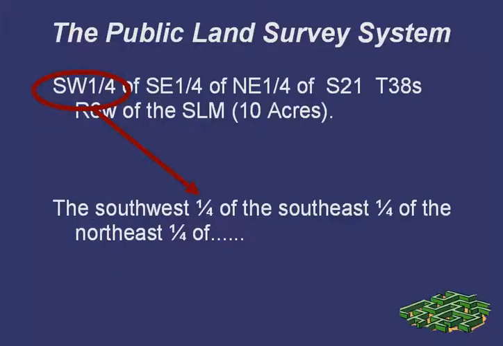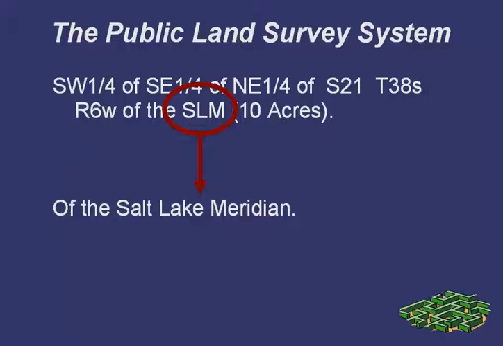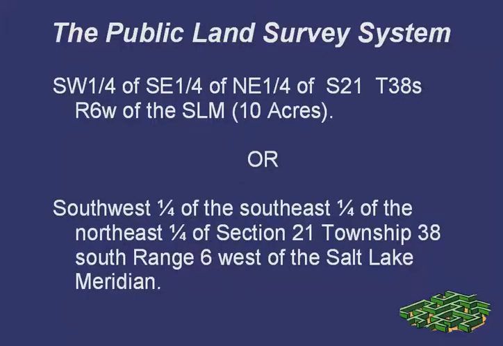So the southwest quarter of the southeast quarter of the northeast quarter of section 21, township 38 south, range 6 west. Now, SLM stands for the Salt Lake Meridian, so this would be talking about a property in Utah, as you have the Great Salt Lake in Utah. It can be written: southwest quarter of southeast quarter of northeast quarter of S21 T38S R6W of the SLM, 10 acres.